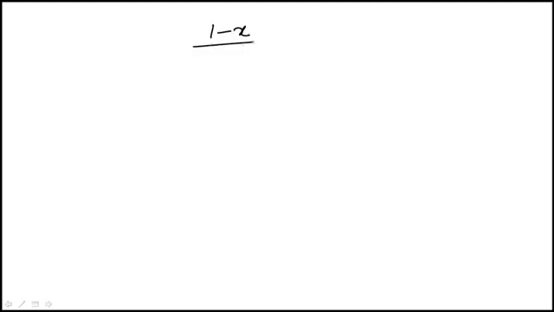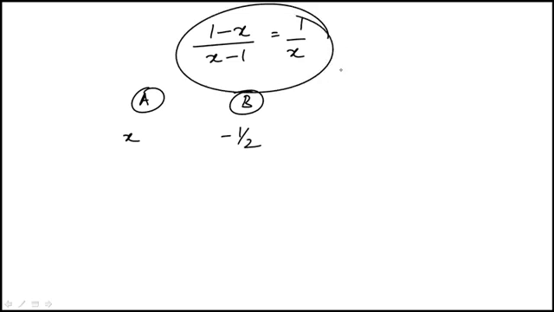In this problem, we're given this algebraic relationship: (1 minus x) over (x minus 1) is 1 over x, and I'm asked to compare x and minus half. So I can rewrite this, and the easiest way to do it is to cross multiply. It becomes x times (1 minus x) is 1 times (x minus 1).